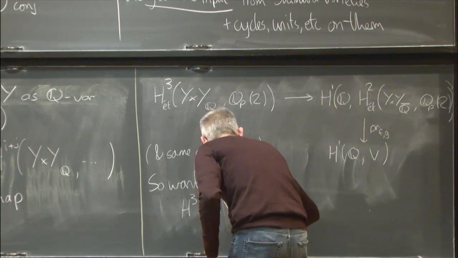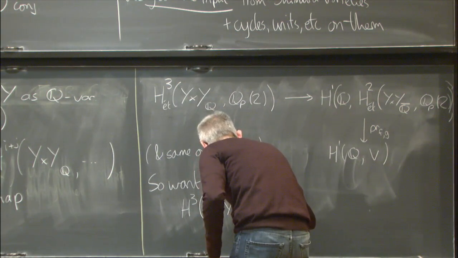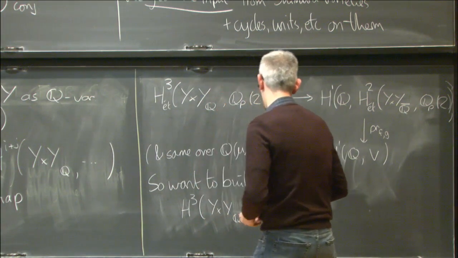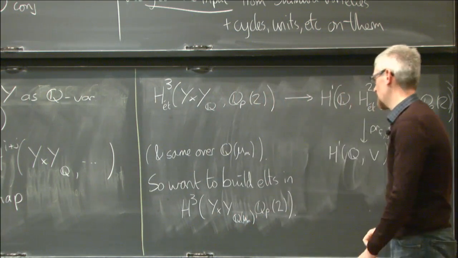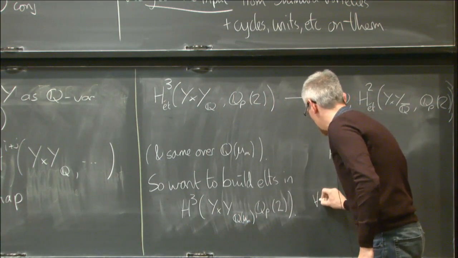Oh, sorry, that is exactly what I didn't want to write. I hope that's still legible. That's Q(μ_m) in the subscript and for Q in Q_p twist 2 for all m.